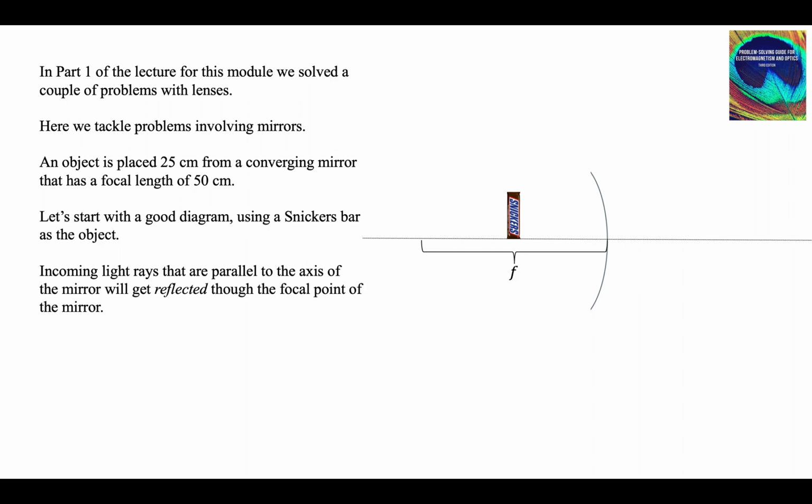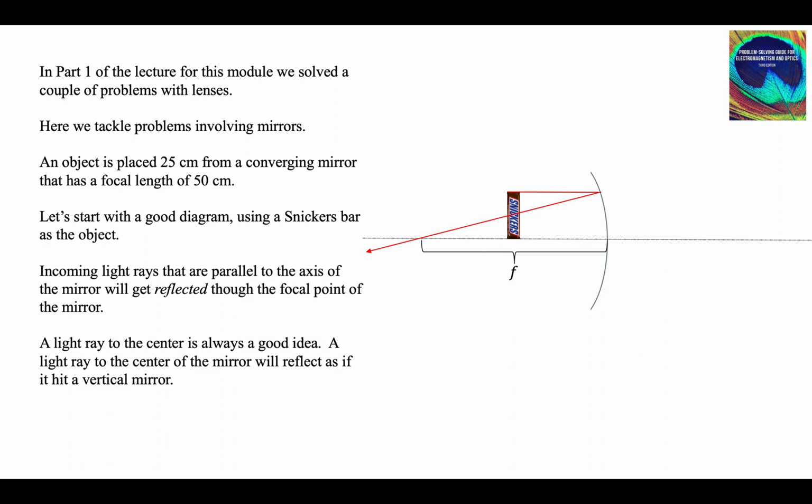Incoming light that comes in parallel will get reflected, not refracted, reflected through the focal point, like that. In parallel, out through the focal point. Going to the center of the mirror is always a good idea. It gets reflected off the mirror as if it hit a vertical mirror. So the angle of incidence is equal to the angle of reflection. It's just a normal bounce.